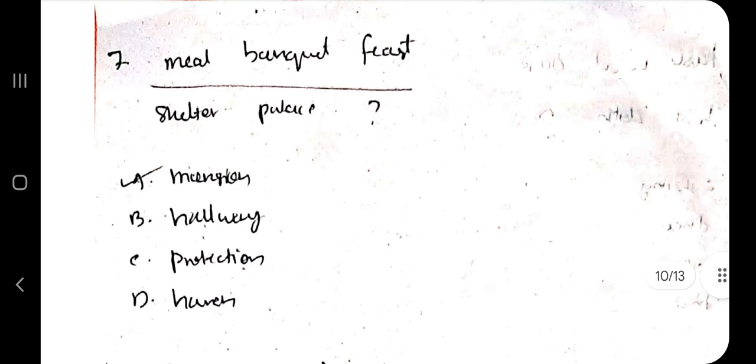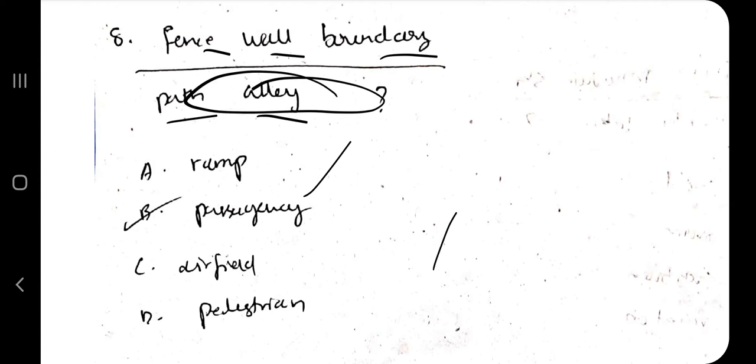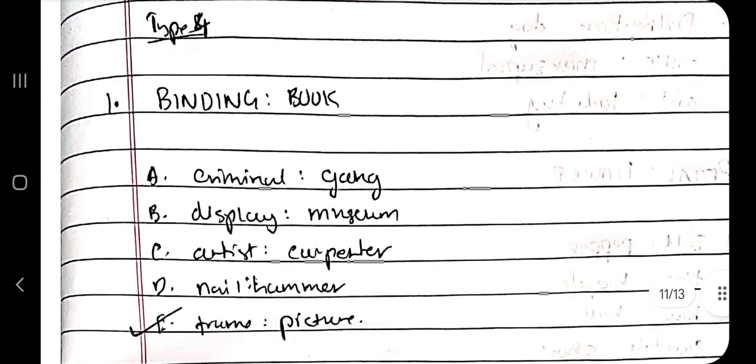And next one is meal, banquet, feast, shelter, palace, mansion. Okay. Fence, wall, boundary, path, alley, passageway, means these are the ways of going, paths, and these are the walls. Okay. In the type 4 we have been given two words. We have to find out which is the most similar relation.